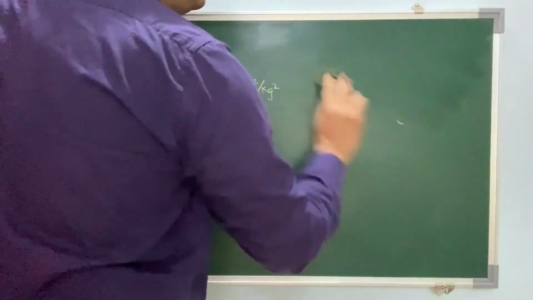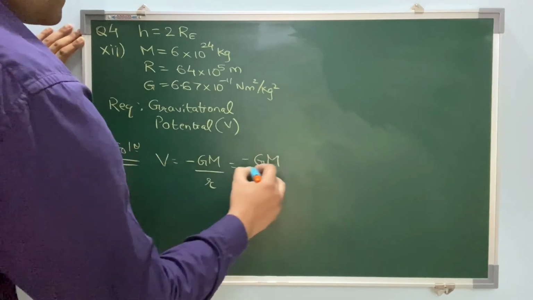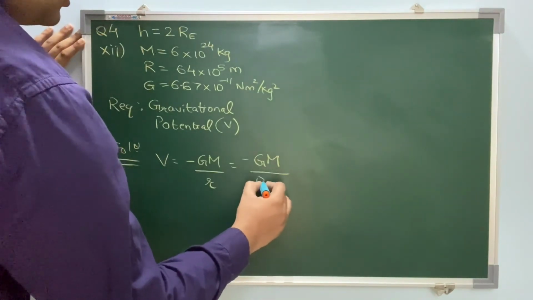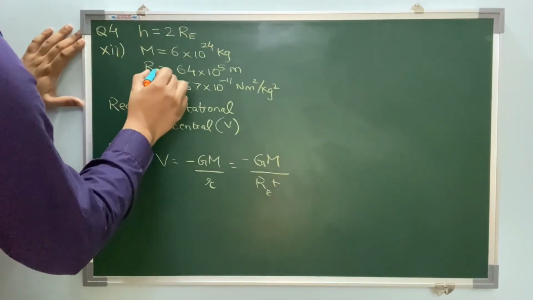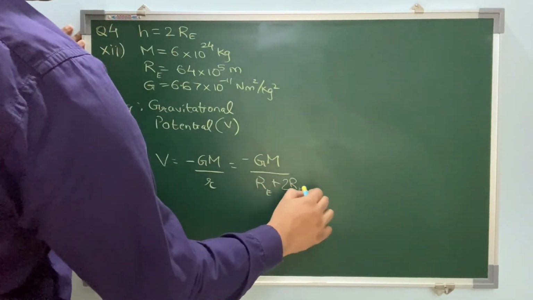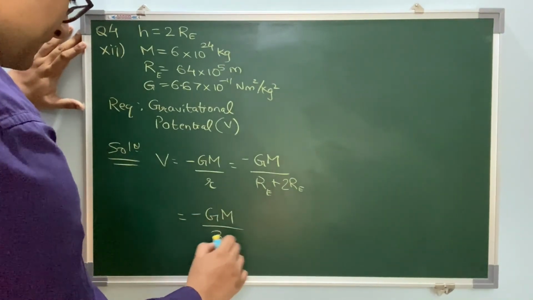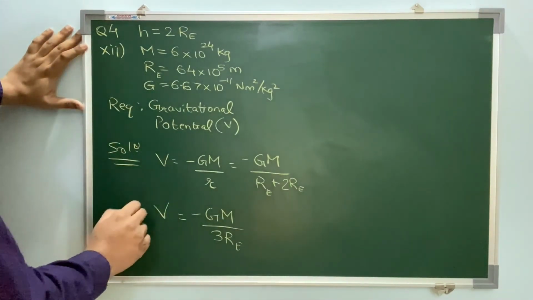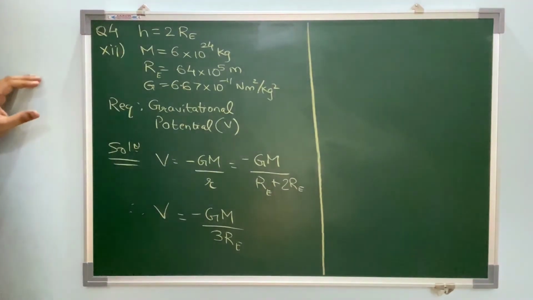Okay, so that's it. All we need to do now is, what is this small r? This small r is nothing but capital R for Earth plus H, right? So let me just call it RE, because they have used the suffix E. So RE plus H, but the H itself is 2RE. So if I add the 2, I'm going to get minus GM by 3 times RE. So that's my gravitational potential. All that remains now is to substitute the numbers.